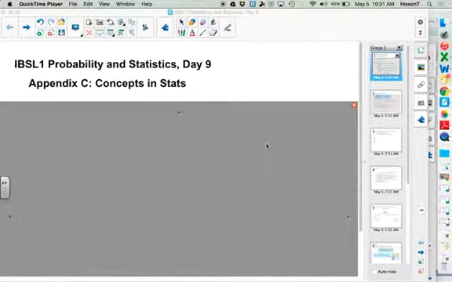What we're going to look at today is constructing a box plot, or a box and whisker plot.